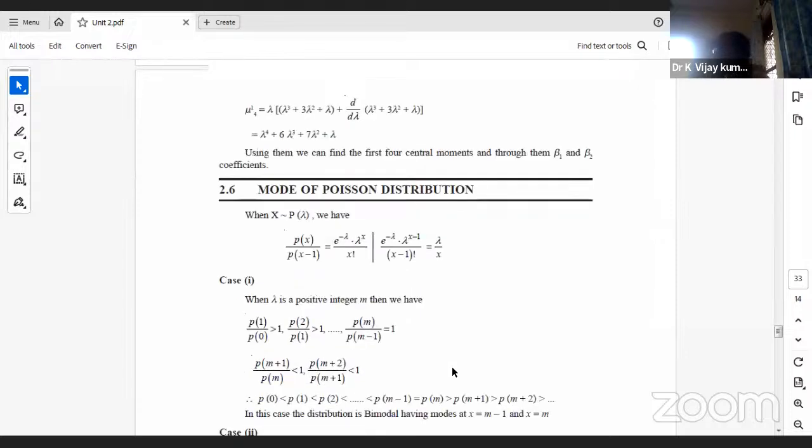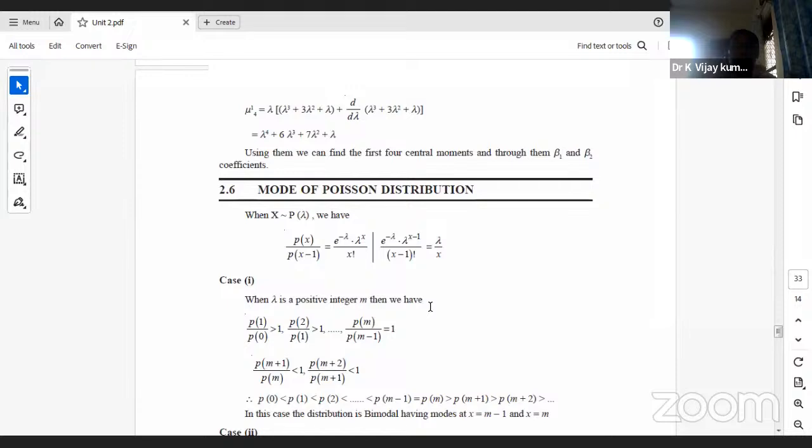Mode of Poisson distribution. What is the mode of Poisson distribution we are taking here? X is distributed as P(lambda). We take P(x) by P(x minus 1). Here the Poisson distribution is e power minus lambda lambda power x by x factorial, divided by e power minus lambda lambda power x minus 1 by x minus 1 factorial, which is equal to lambda by x.